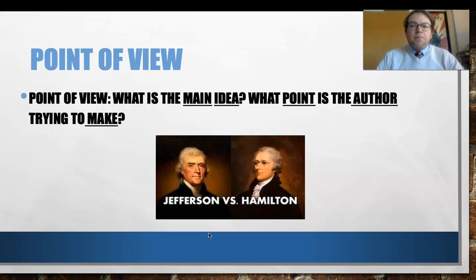Point of view. Okay, it's the main idea, and I like to use these two folks as an example of point of view: Jefferson and Hamilton. Two of the titans of American history and American political thought saw the same exact issue almost completely differently. Jefferson wanted small government. Hamilton wanted a bigger, stronger national government. Jefferson wanted to focus on an economy based on farmers. Hamilton wanted an economy based on manufacturing and trading.